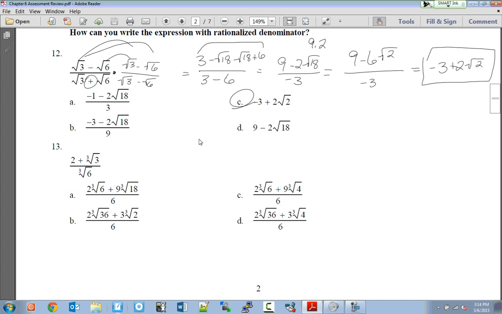Alright, number 13. Again, we've got to rationalize the denominator. The easiest thing to do here is this. We want to get 6 to have an exponent of 3. Right now, we just have an exponent of 1. So what we're going to do is multiply by the cubed root of 6 squared. That way, it'll give us 6 cubed, the cubed root of 6 cubed when we multiply them together.